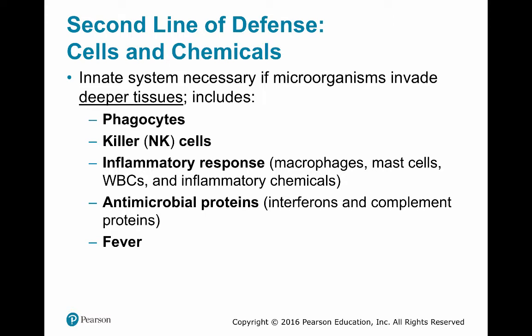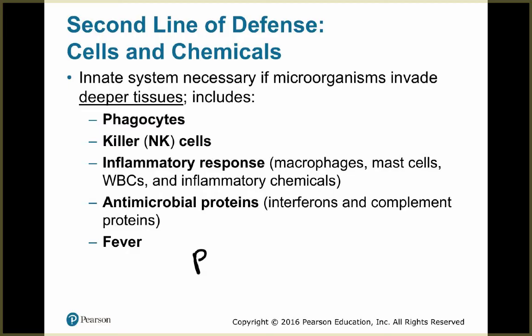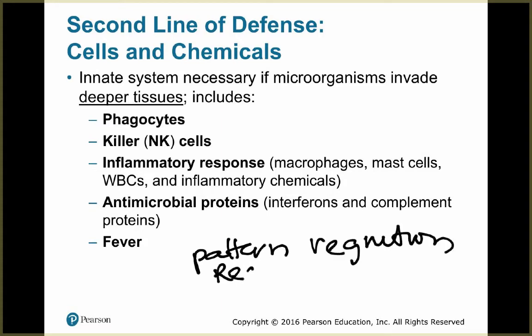antimicrobial proteins, and fever. Now, many second-line cells have what's known as pattern recognition receptors that are going to help to recognize and bind tightly to structures on microbes, disarming them before they do harm. So that's what we're hoping. But as we go through there, we're going to talk about what each one of these does and how it plays into the bigger picture.